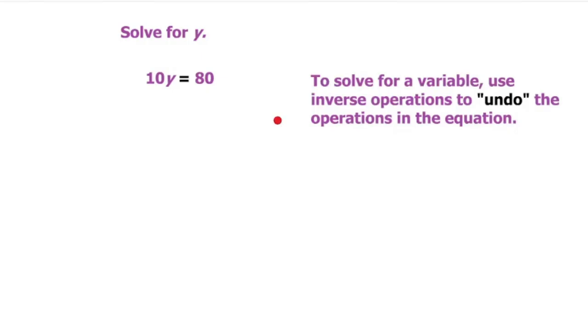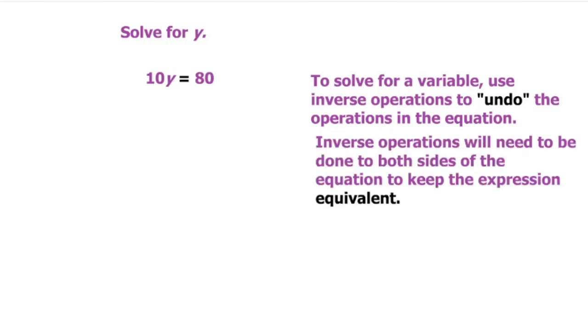So here's our equation, and inverse operations will need to be done to both sides of the equation to keep the expression equivalent. Or another way of saying that is balanced. Okay? So what you do to one side, you do to the other one.